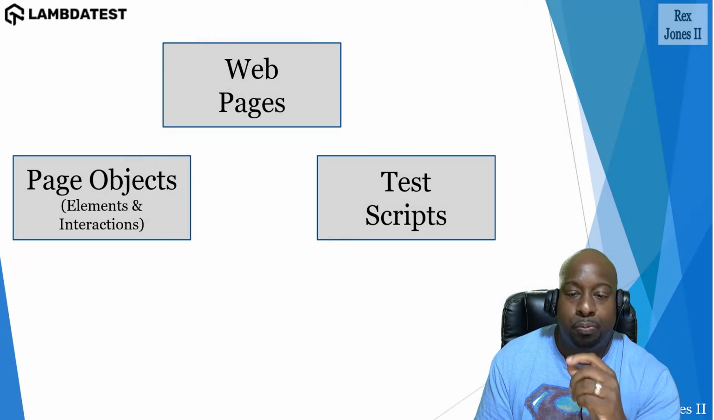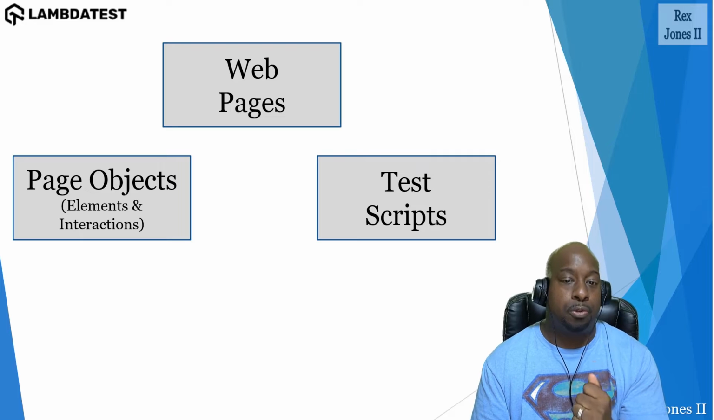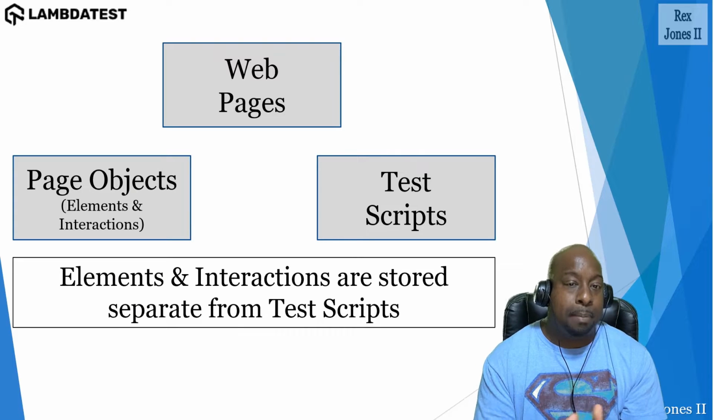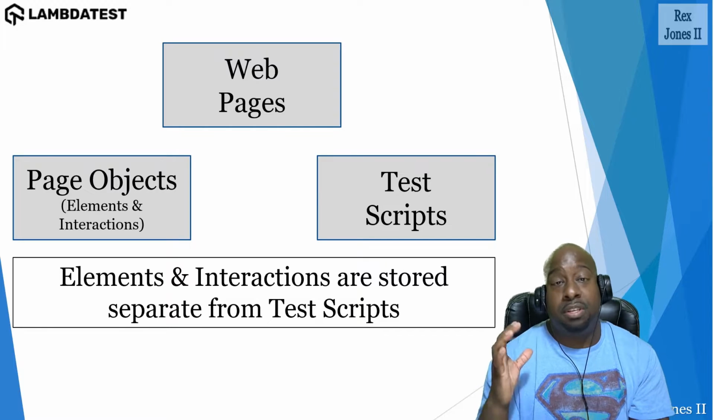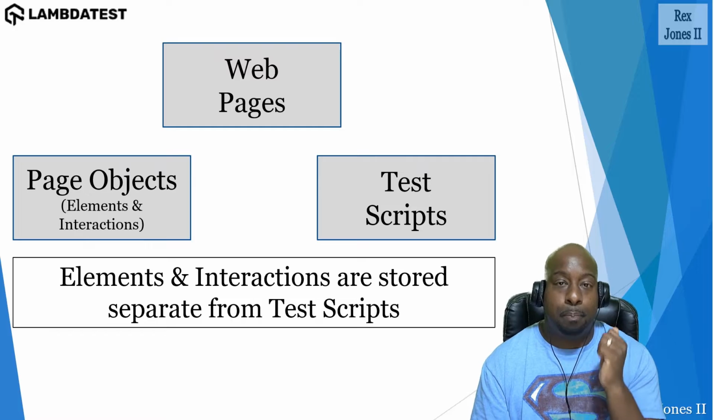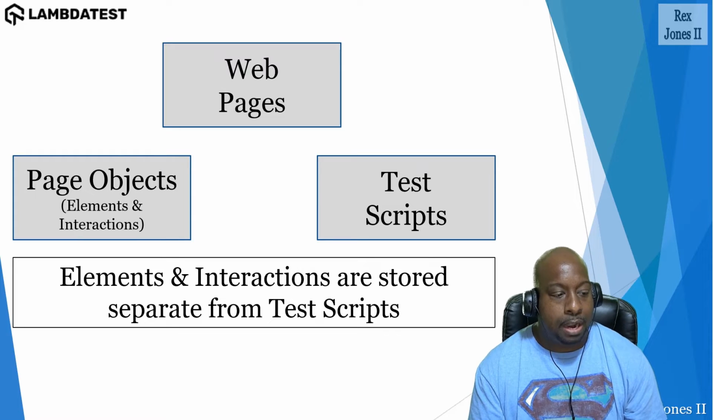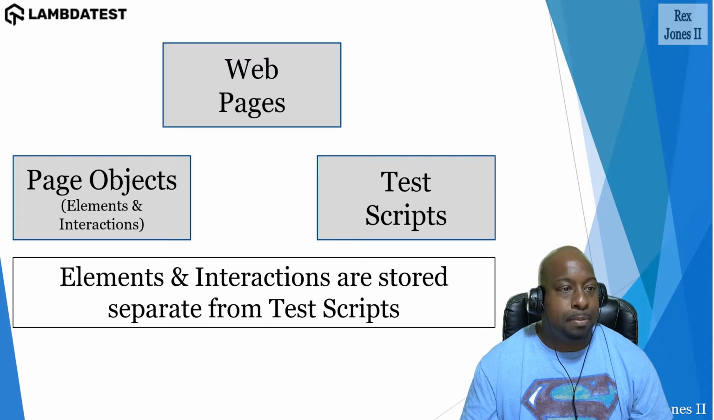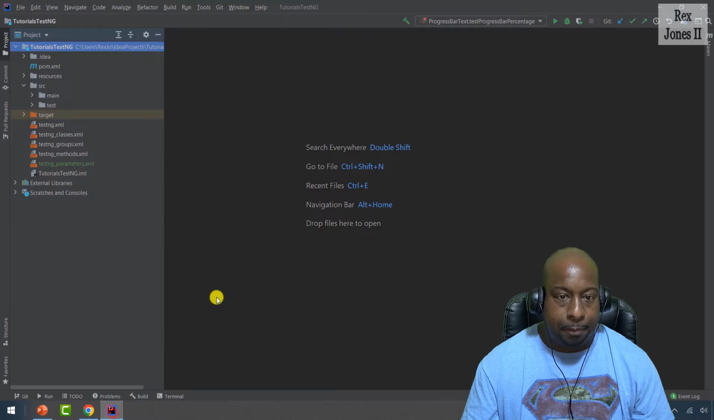Page object model, that is the design pattern that uses the object-oriented principles. The advantage of a page object model is separating elements and interactions from the test scripts. There are 3 benefits to using the page object model design pattern. Those benefits are reusability, readability, and maintainability. Now, let's create our page object model design pattern by going to the IDE.